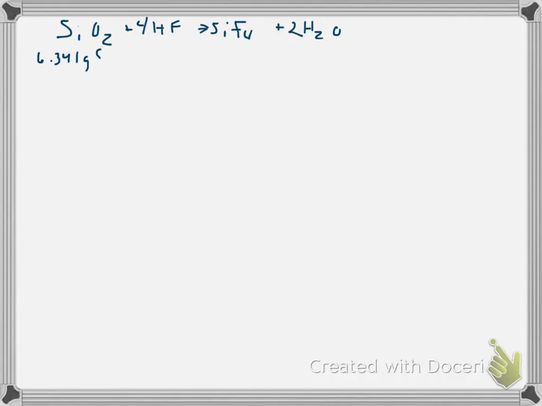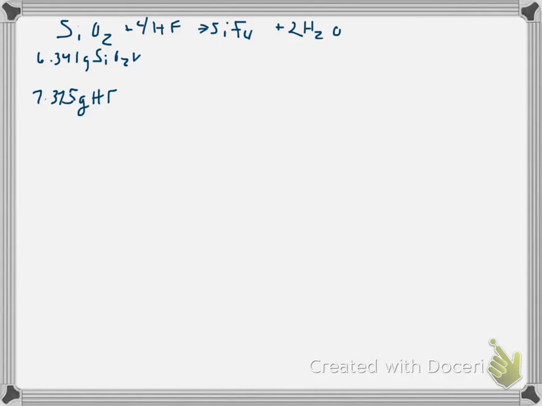Okay, so I'm given that I have two different reactants, and I have amounts for each of them. And whenever I'm given two starting amounts for different reactants, I always have a limiting reactant problem. So I have to do the stoichiometry with both of them to figure out how much product I can make. Now I'm going to figure out how much water I can make because question B asks how many grams of water actually form. So first I'm going to take the 6.341 grams of silicon dioxide and figure out how much water I can make. And then I'm going to do the same thing with hydrogen fluoride.